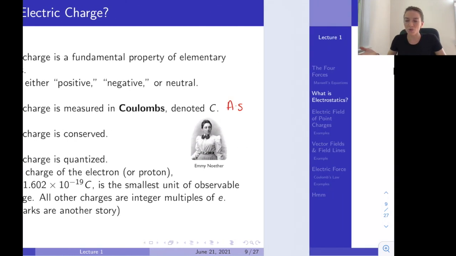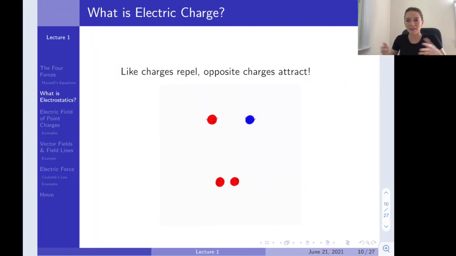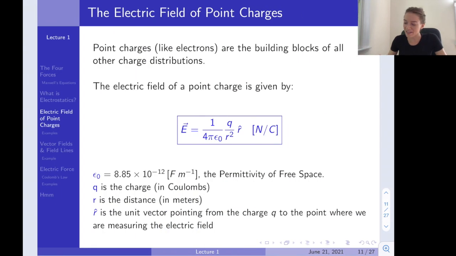Okay, and then we all know something already about the electromagnetic interactions. We know that like charges repel and opposite charges attract. I'm sure we've all heard the phrase opposites attract. So we all know at least one thing already. Okay, so now let's get on to the electric field of point charges. Point charges, like electrons or protons, are the fundamental building blocks of all other charge distributions, right? The electric field of a point charge is the most important one we'll do.